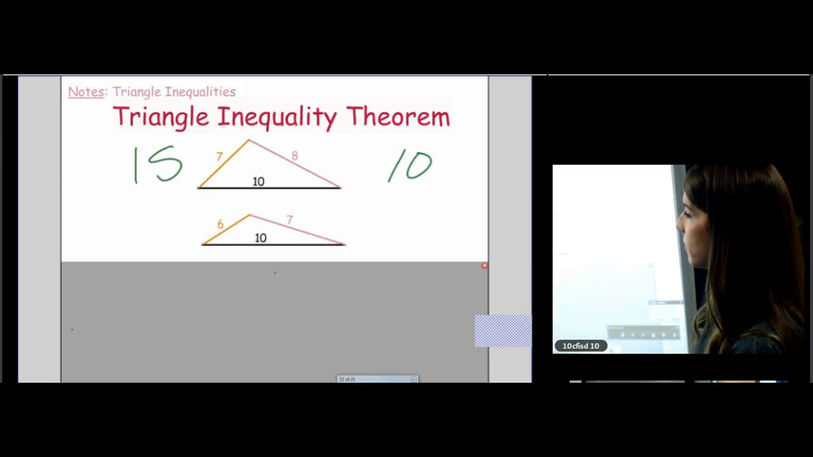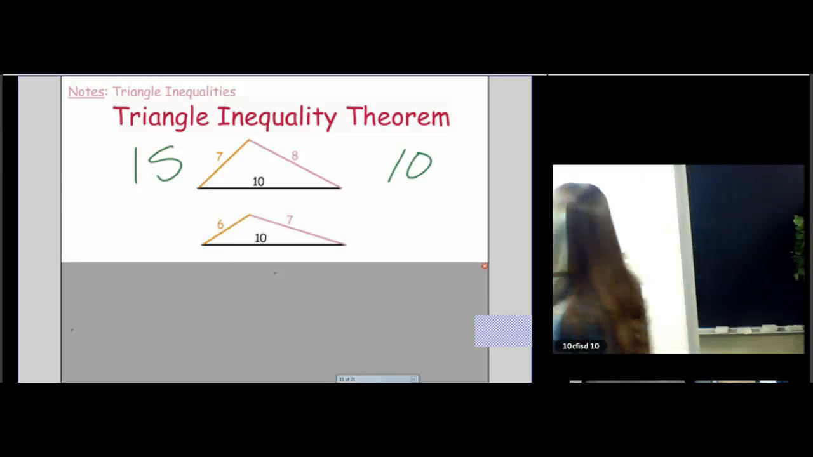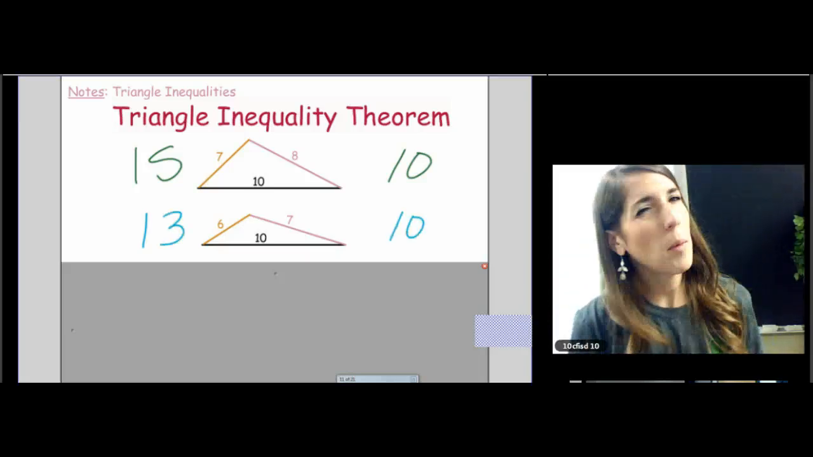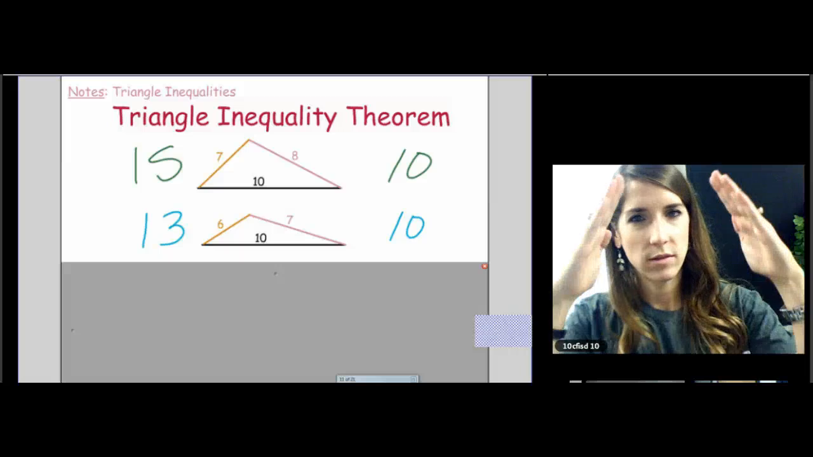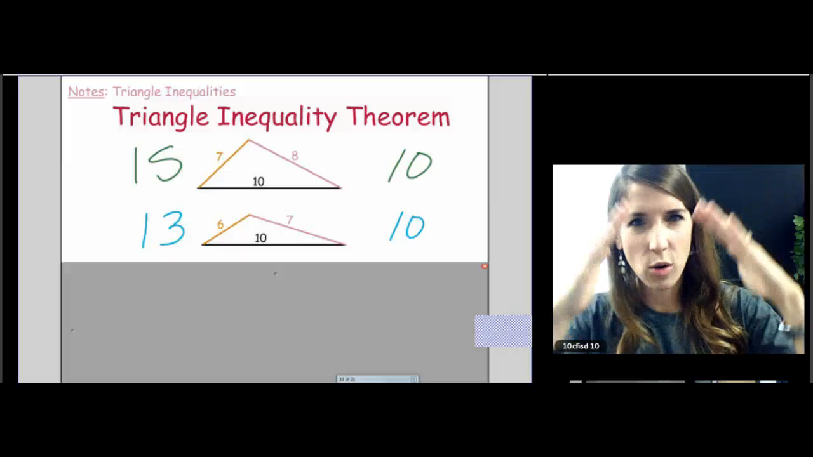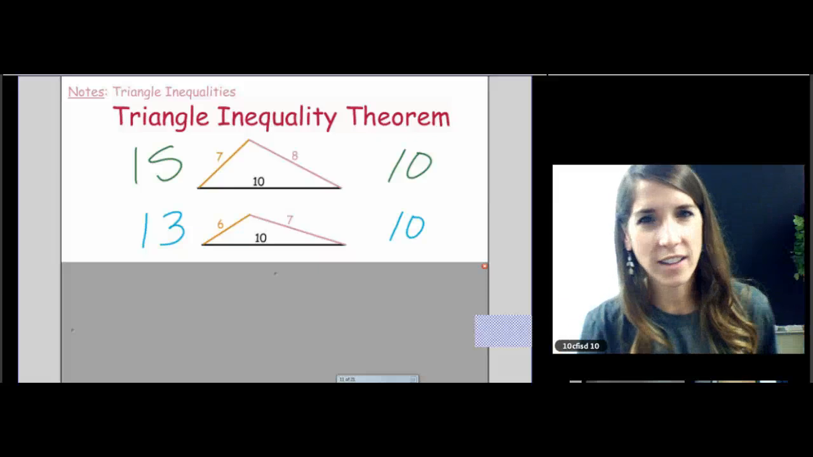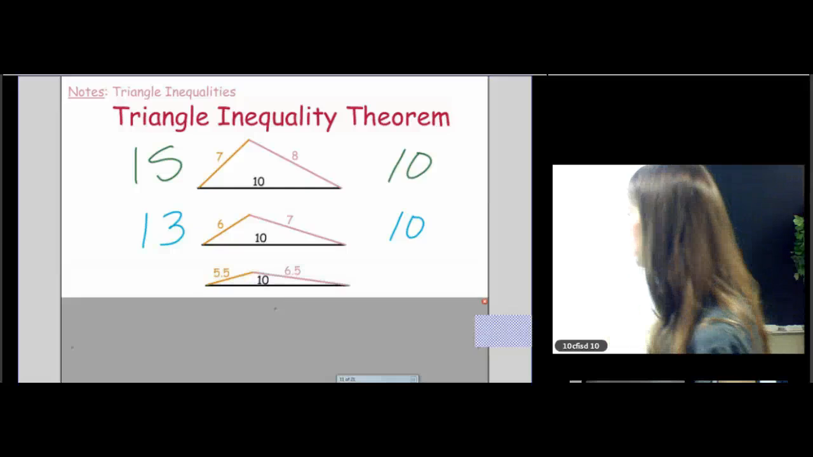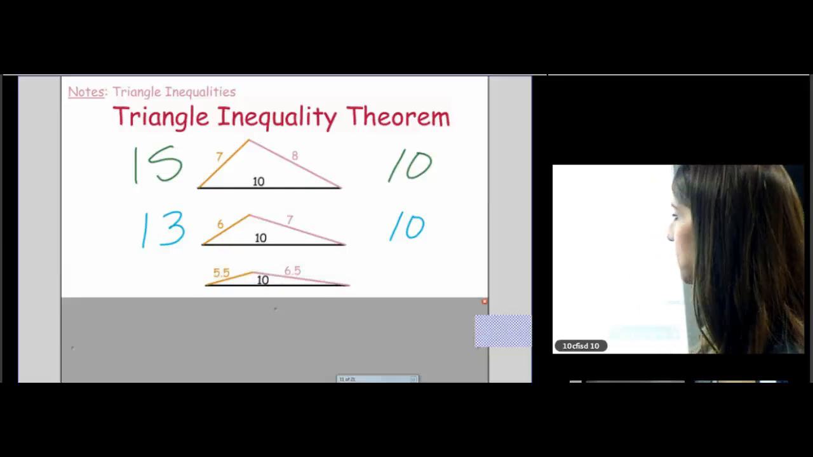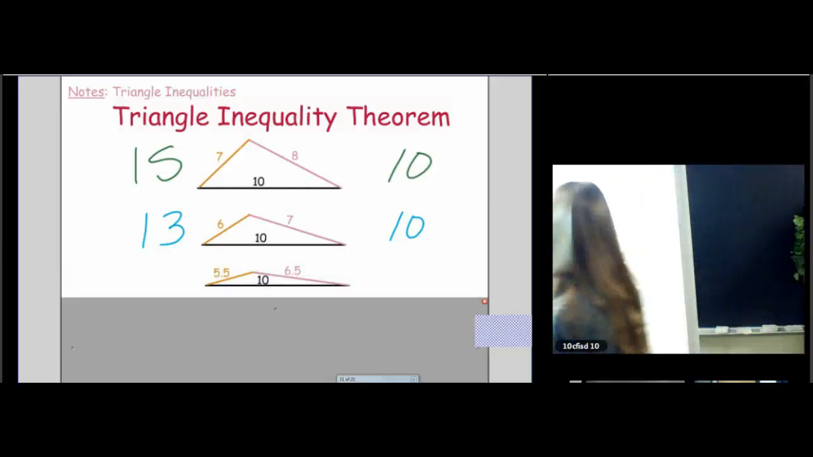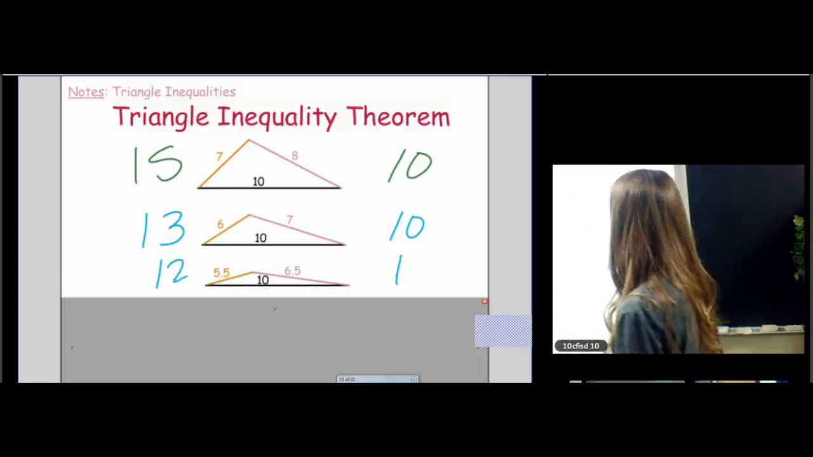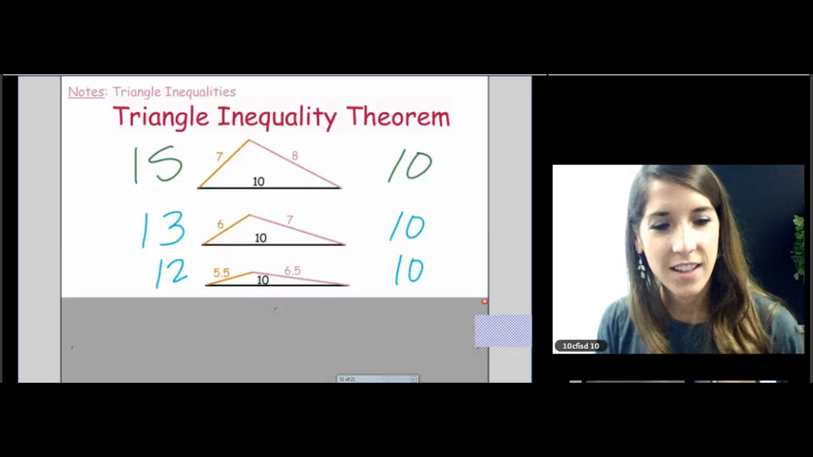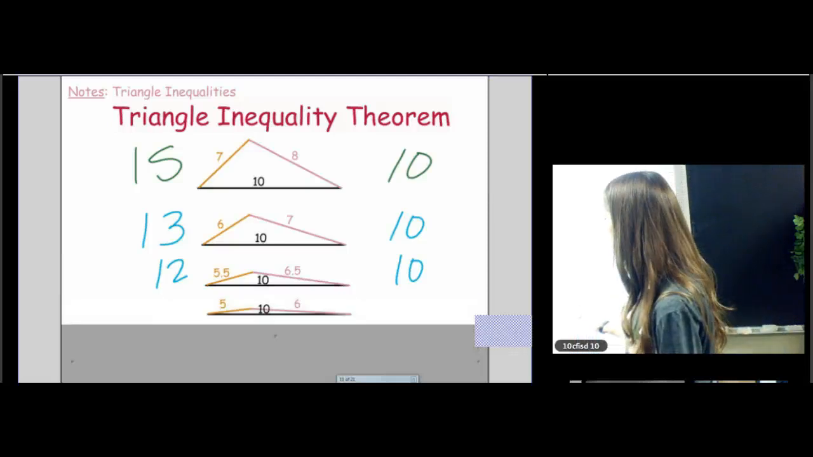Take a look at this one. 6 plus 7 is 13. 13 is still greater than 10, but what's happening to my triangle? It's getting shorter, it's getting flatter, it's getting squattier. Okay, it's getting more obtuse, right? Okay, what about this one? 5.5 plus 6.5, what is that, 12? We're still greater than 10, but what is happening? Are you looking at this? Yeah, shorter and shorter and shorter.